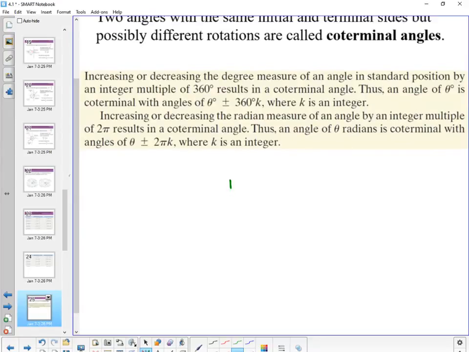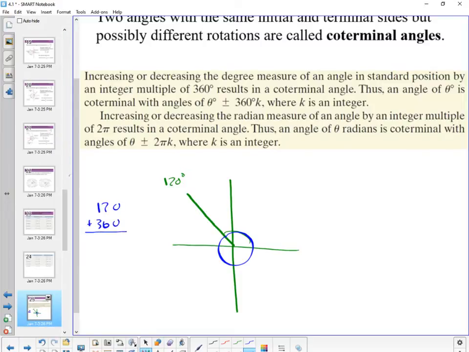Okay, so let's say I had an angle, and I think we said it was about 120. So let's say this is 120 degrees, right? I want another angle that stops right here as well. In order to get it, I would have to add a full rotation. I have to go all the way around to stop there again. So what did I have to travel? 360. So 120 plus 360 is 480 degrees. So the next one that's coterminal is 480 degrees. And if I want another angle, I'm just going to rotate one more time, and I will have to add another 360 to that.